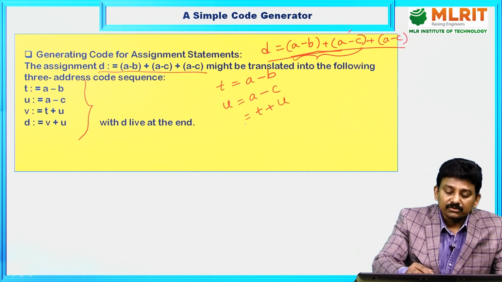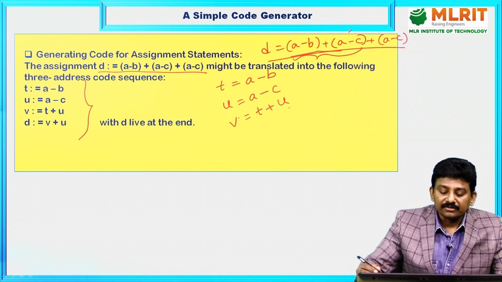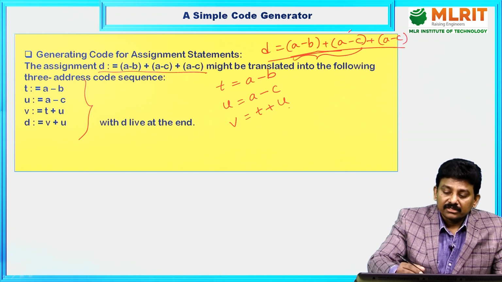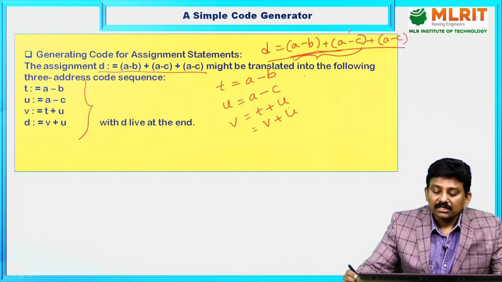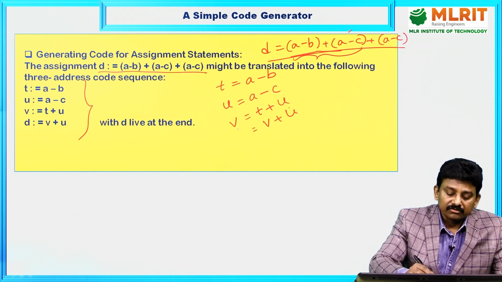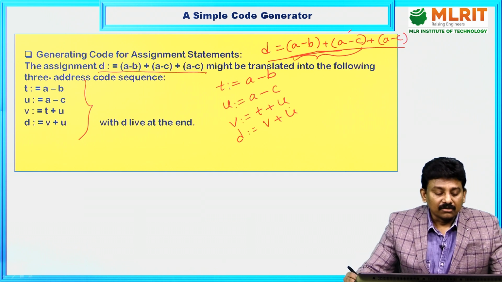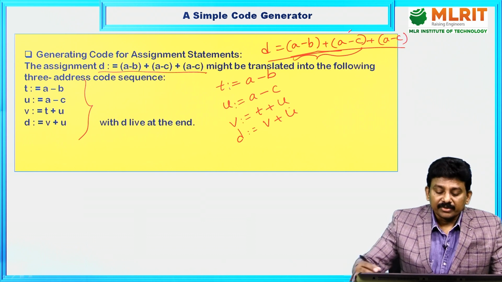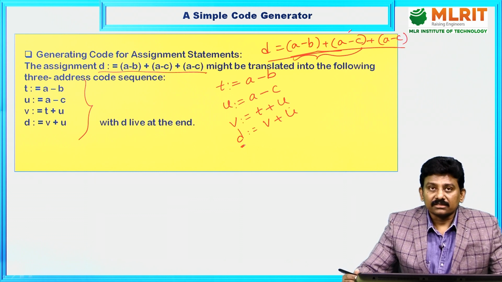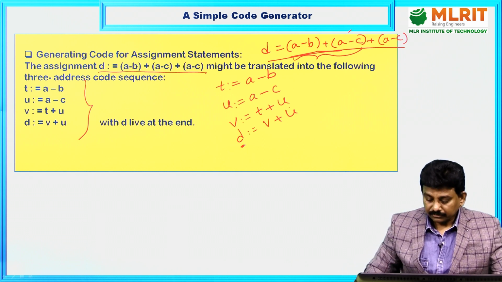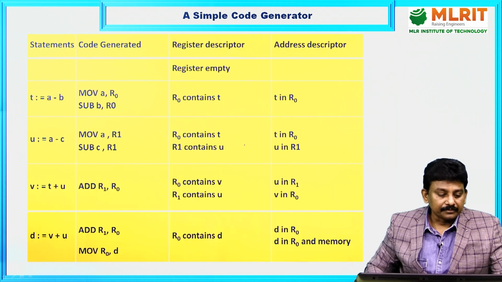So t plus u, the result will be stored in temporary variable v. Then after that, add a minus c to v. So a minus c is available in u. So v plus u, that is v is a minus b plus a minus c, plus u means a minus c. The result will be stored in d. Now, d is live at the end because d is storing the result of the total expression.